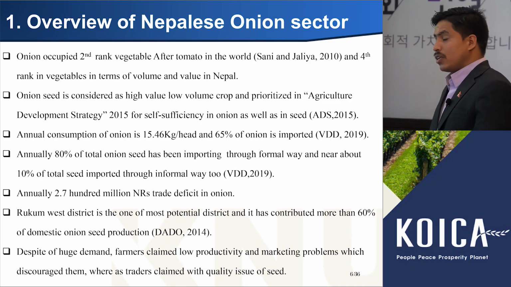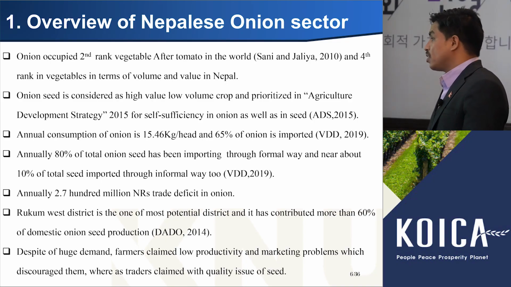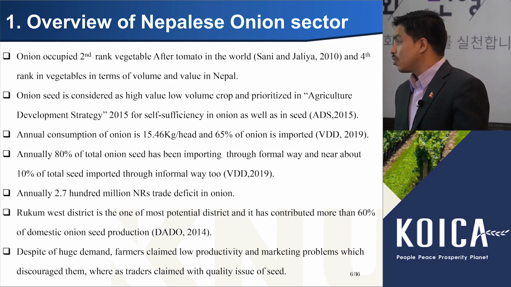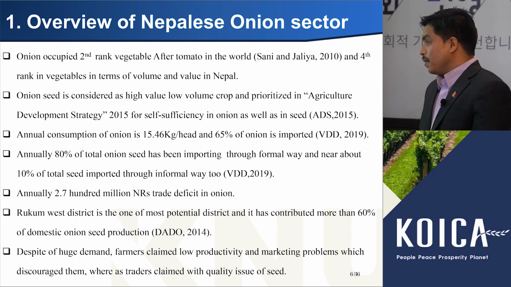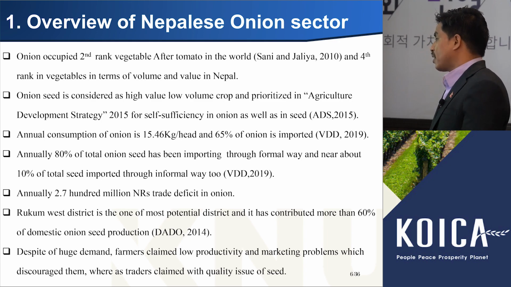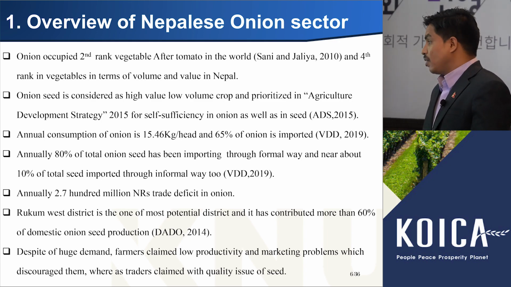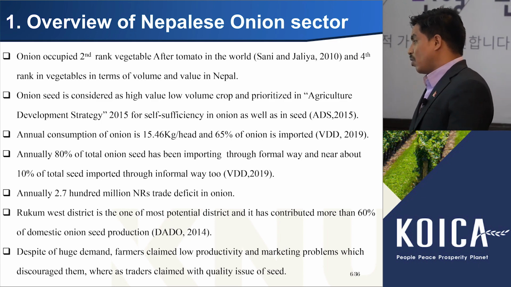Why did I select Rukum district for research purposes? Because Rukum West district is one of the most potential districts for onion seed, and it contributes more than 60% of domestic onion seed production. Despite huge demand, farmers claim low productivity and marketing problems which discourage them, whereas traders claim quality issues with the seed. So I conducted my research to find out about this issue.